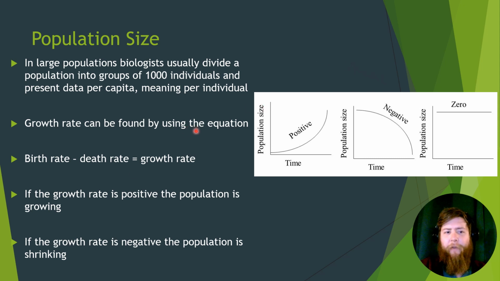We can find the growth rate by taking the birth rate and subtracting the death rate. If it's positive, that means this population is growing, it's getting bigger. If it's negative, this population is shrinking. And if it's 0, if there's an equal amount of births and deaths, there is 0 growth rate. There's not no growth rate, there's just 0 growth rate. That population is staying stable.